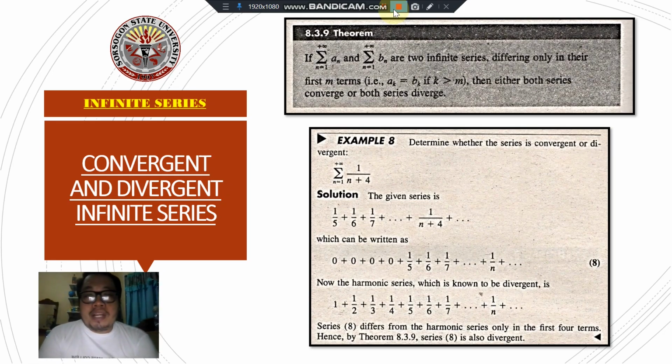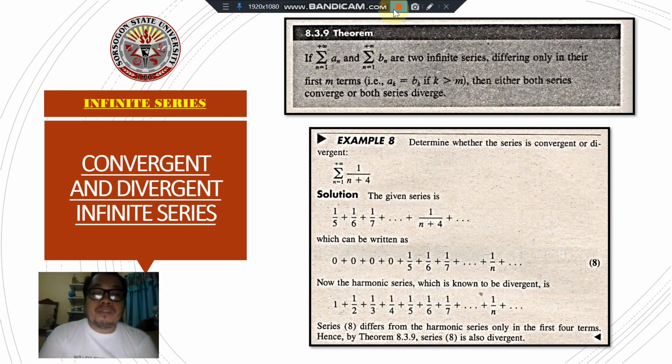So we have here another theorem which states that if the summation of a sub n, where n equals 1 to positive infinity, and the summation of b sub n, where n equals 1 to positive infinity, are two infinite series differing only in their first m terms, let's say for example a sub k is equal to b sub k if k is greater than m, then either both series converge or both series diverge.